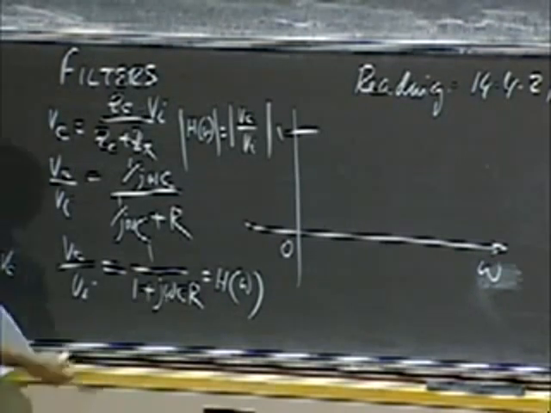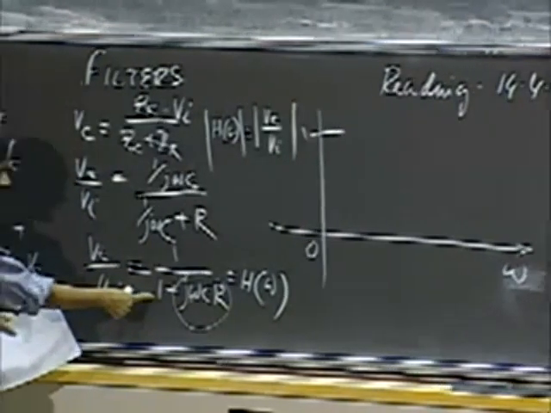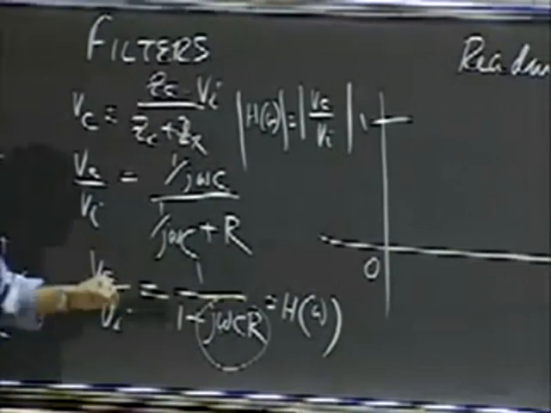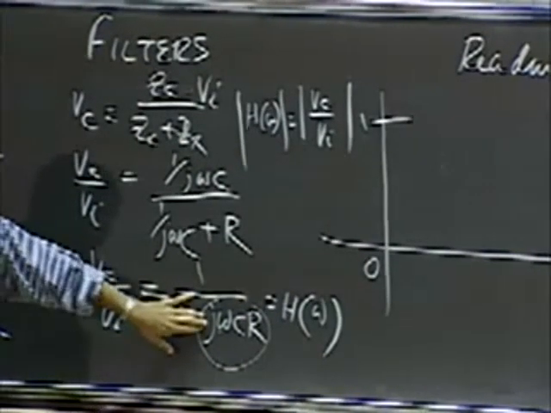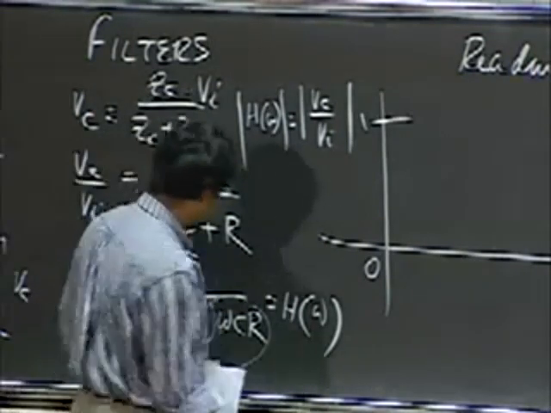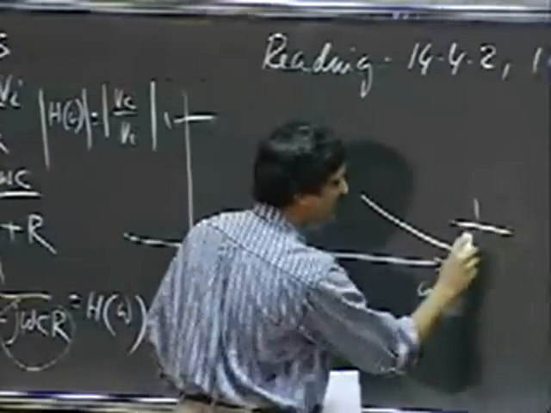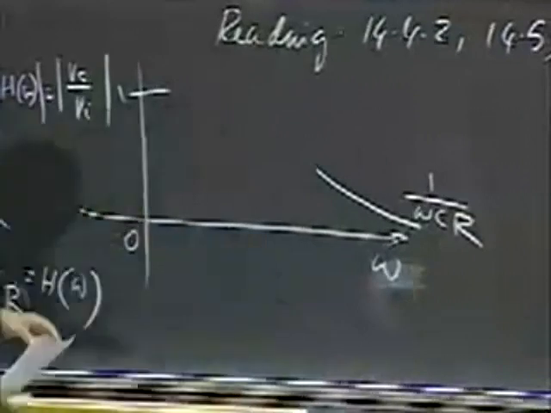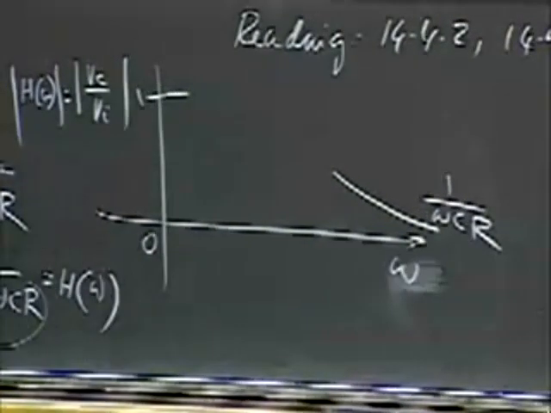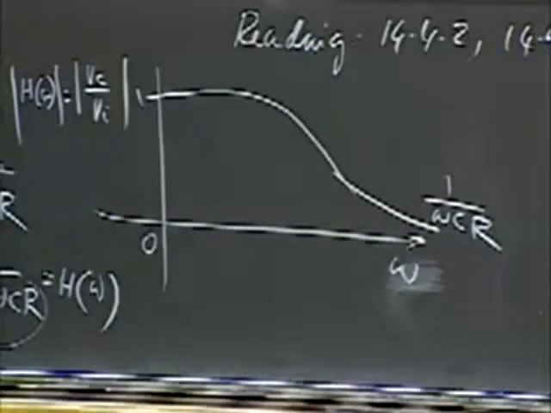When omega is really large, this part dominates, is much greater than 1. Okay? So if I ignore 1 in relation to this and take the absolute value of that, then I simply get 1 divided by omega CR when omega is very large. So when omega is very large, I get a decay of the form 1 over omega CR. So I know the value for small omega, and it looks like this for very large omega. And if you plot it out, this is how it is going to look.